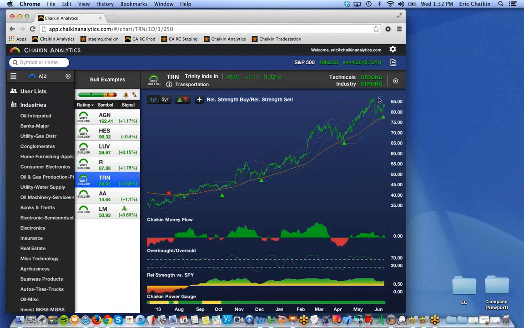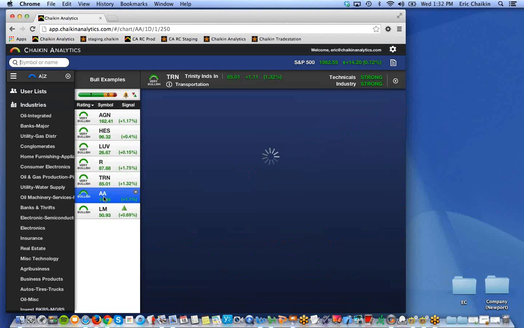Trinity, another transport stock, gave you a buy signal just a couple days ago. So again, these are stocks that are likely to outperform, good core portfolio positions. In this case, one that had become oversold and might be setting up for a nice swing trade to an upper band. And I'll get to another stock like that.